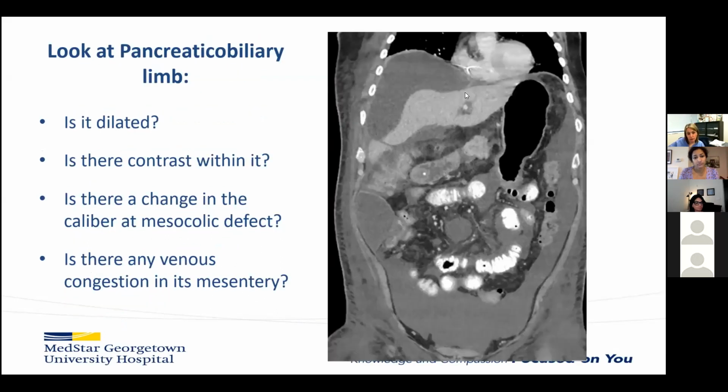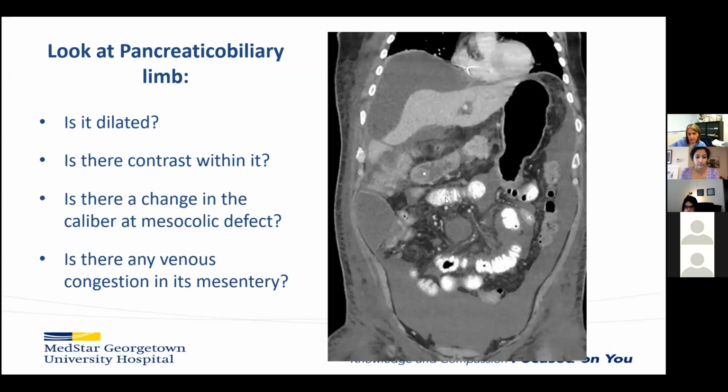Okay, and the pancreaticobiliary limb, we always want to know, is it dilated? I think if there's contrast in it, that's what this is an example of. Here's the stomach. This is downstream, and this is upstream. If there's contrast in it, there's something not right about it. It shouldn't be that way, right? In general, the bowel is peristaltic, and there shouldn't be significant reflux of contrast up the pancreaticobiliary limb.